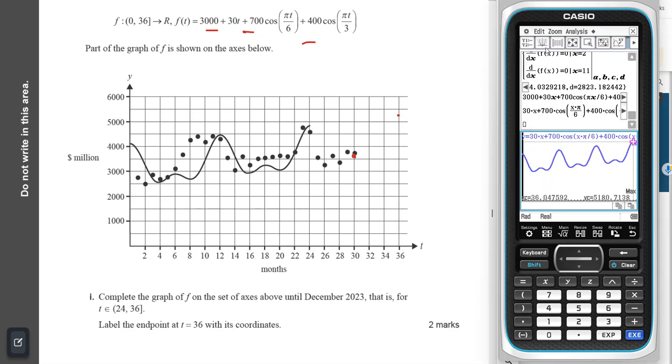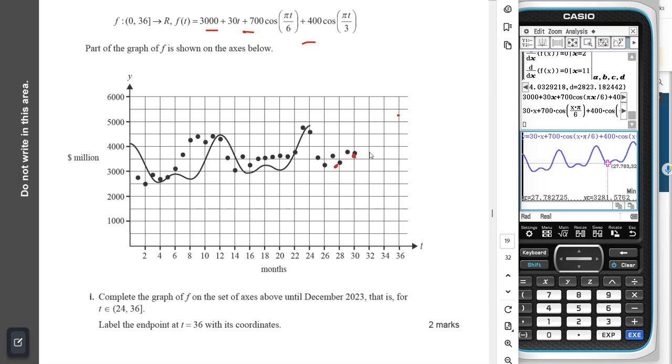So I might do analysis G-solve, graph down here. Analysis G-solve minimums. So that is 27.7, so nearly 28, and 3281. Nearly 28, 3281 is around about there.